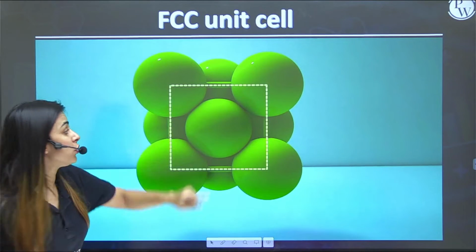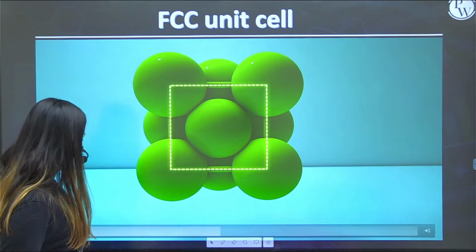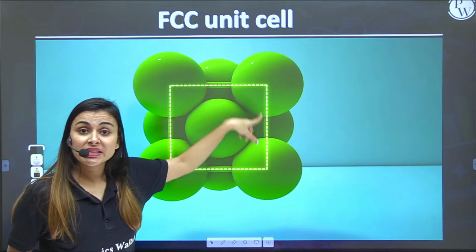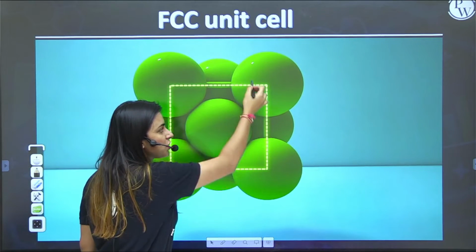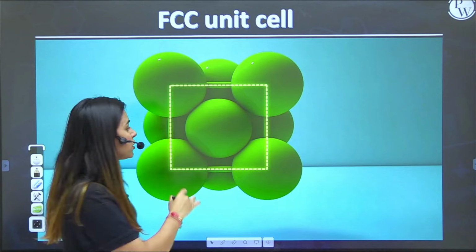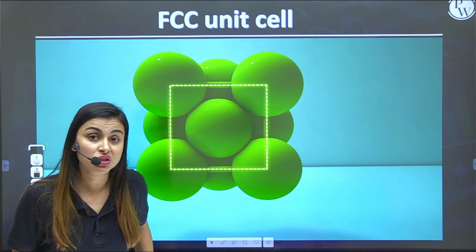Now I told you that in FCC atoms do not touch each other along the edges. See, they don't touch each other along the edges, but they do touch each other along the face diagonal. So this is your face diagonal, and actually they are touching each other.